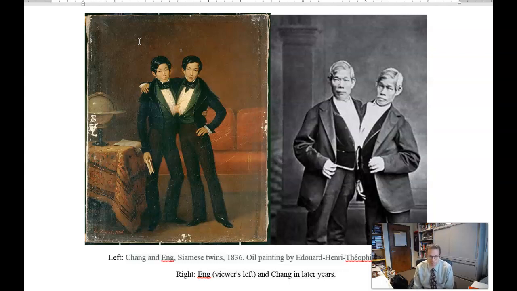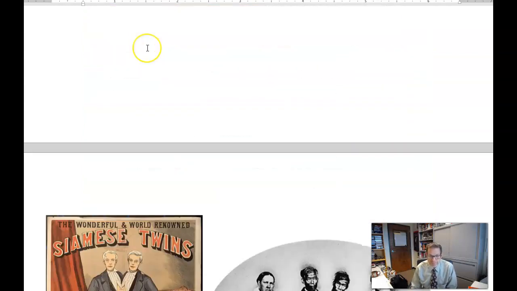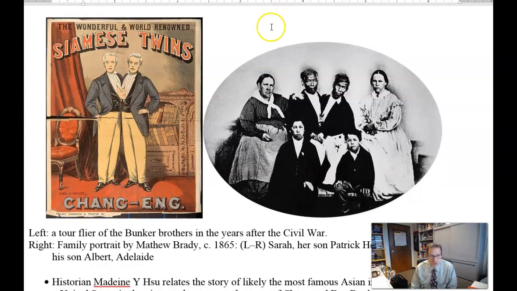And then on the right, it's a picture of the two conjoined brothers many years later, probably not too long before they died. Okay, there's some more examples. I mentioned them being celebrities because being conjoined as they were, as you see right there, did make them very famous as an attraction. That photograph on the right, even though the quality is not the best, shows the two brothers with their two wives and several of their children.